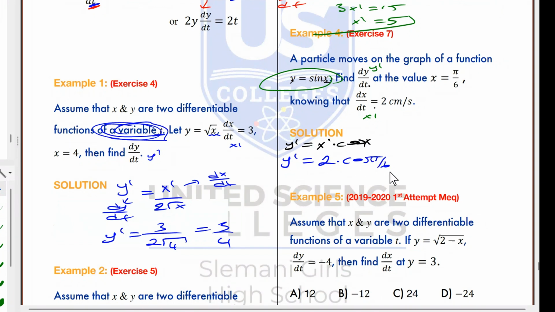So what is cosine pi over 6? Cosine 30 is square root 3 over 2. This is square root 3 over 2. The 2's will cancel. The answer is square root of 3. Alright.